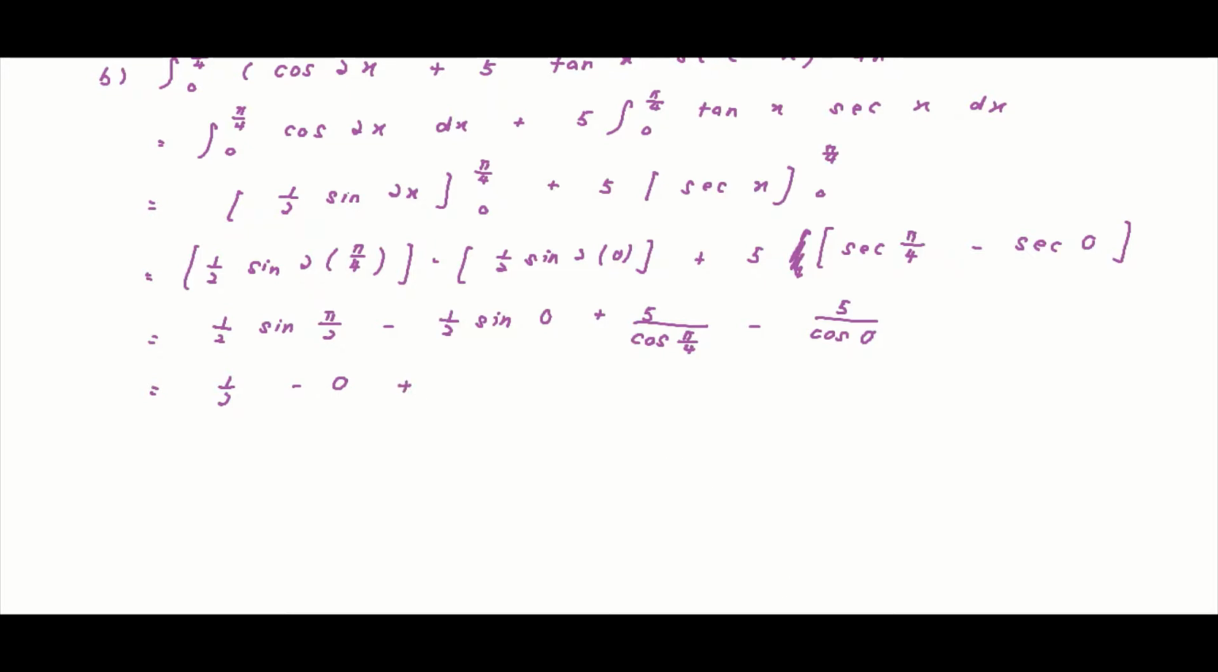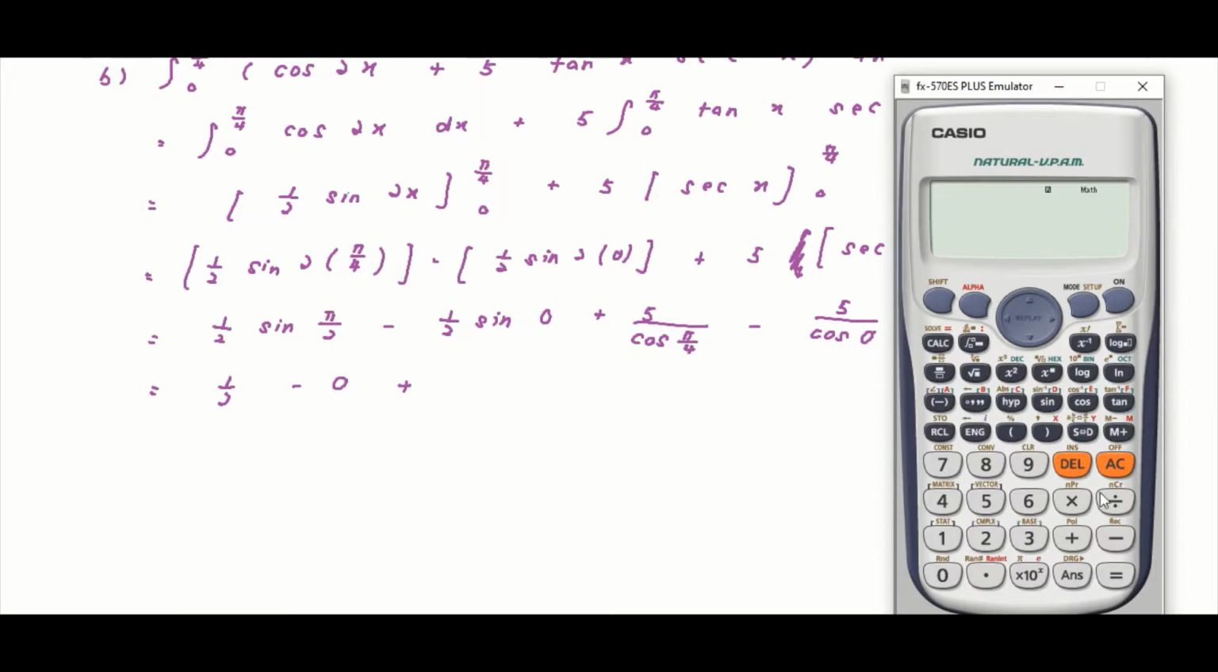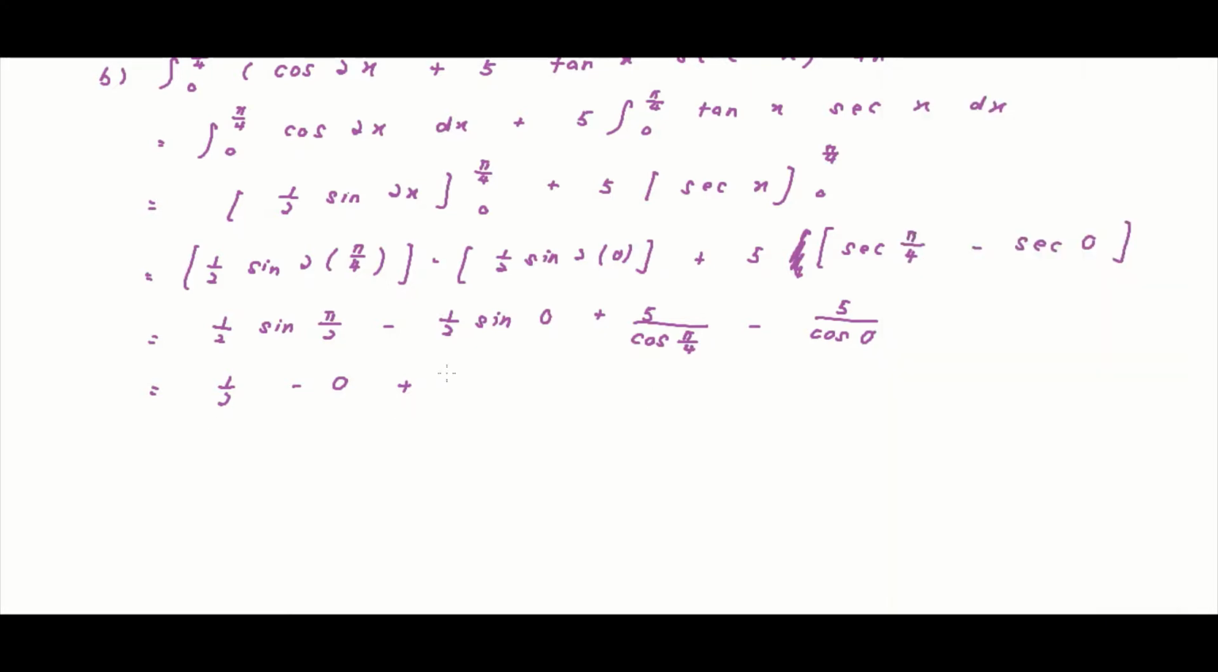So how about cos 45? This one you might need a calculator to help you. 5 divide cos pi over 4. So you have 5 square root 2. For cos 0, you get exactly 1, minus 5 over 1. So 1 over 2 minus 5, you get negative 9 over 2. So 5 square root 2 minus 9 over 2. That will be your last answer.